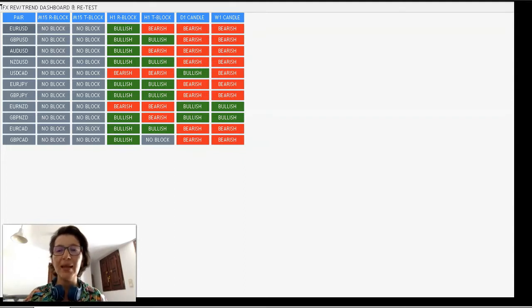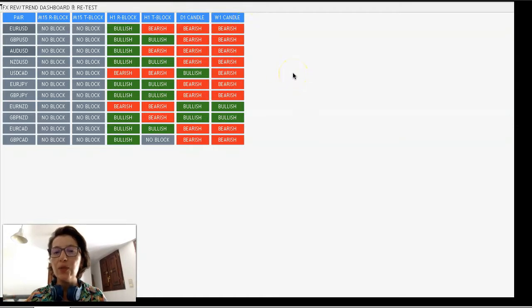This is going to be an M15 entry. You know I love M15. So we're going to be using the M15 reversal block, the M15 trend block, and the H1 reversal and trend block, maximum of 3 days old, and the daily and weekly candle, okay?